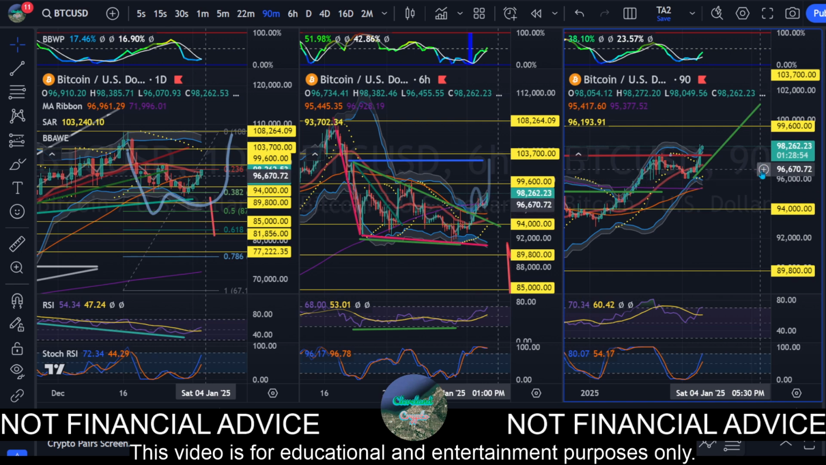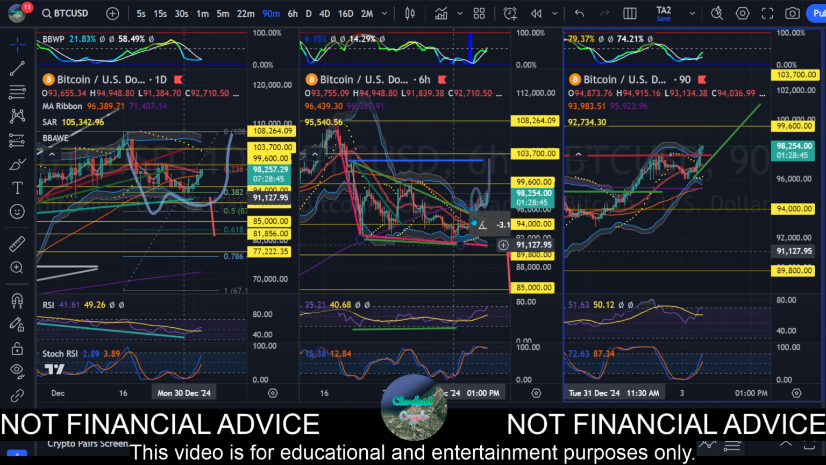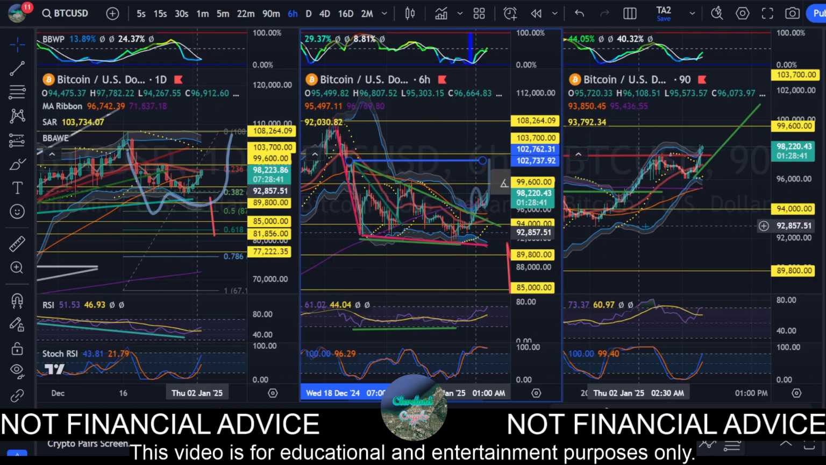Let's watch what happens in the next hour and a half, see whether or not this local resistance can be flipped. Still in this bear flag here on the 6-hour chart. Till when? Till 102.7. 102.7 would invalidate that bear flag there.